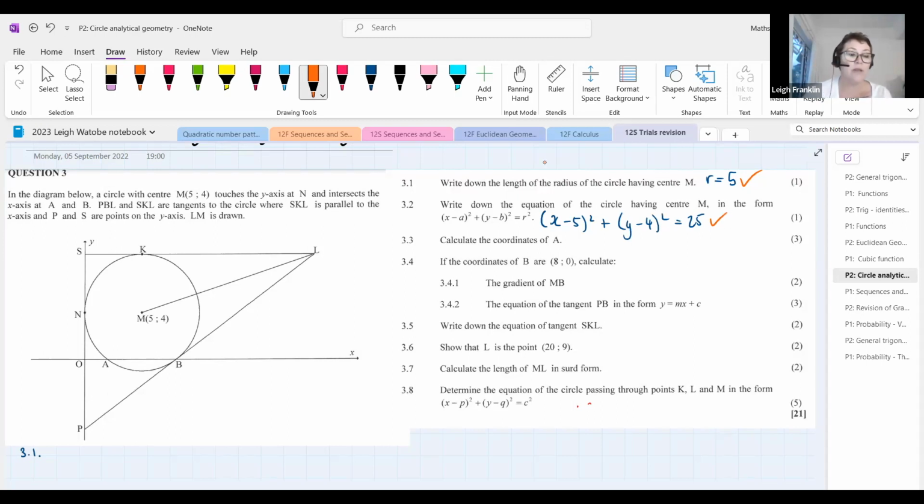Now they want us to calculate the coordinates of A. A represents an x-intercept. Okay, so they told us here that the circle with center M intersects the x-axis at A. So for an x-intercept, we would let y be equal to 0. So we would have (x - 5)² + (0 - 4)² = 25.